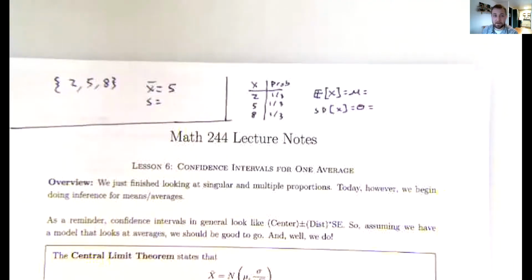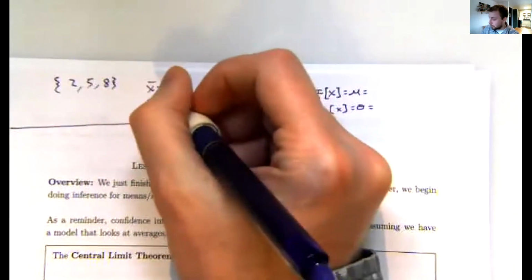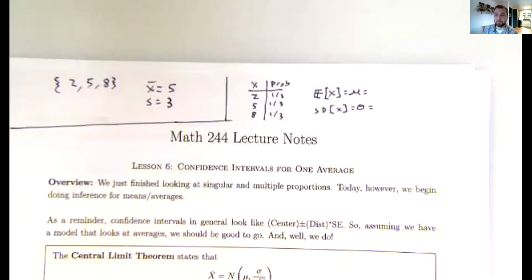Standard deviation is the average gap size. I can see I have a gap from 2 to 5 of 3, and I have a gap from 5 to 8 of also 3. So my average gap size, or my standard deviation, is 3.